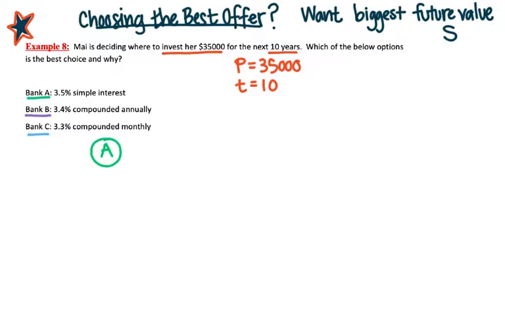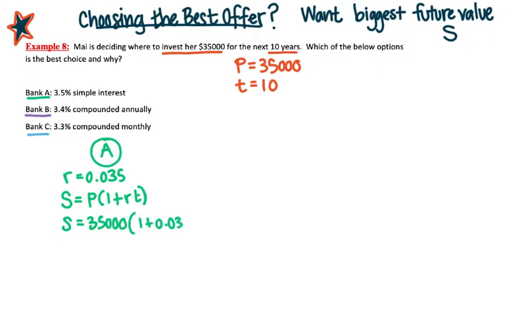Well, first we'll do Bank A. In Bank A, the rate is 0.035, and it is simple interest. So simple interest, we'll just use the simple equation, P 1 plus RT. So we plug in S equals 35,000, 1 plus 0.035 times 10 years, and we'll get that the future value, if we choose Bank A, will be $47,250. Okay, that's for Bank A.